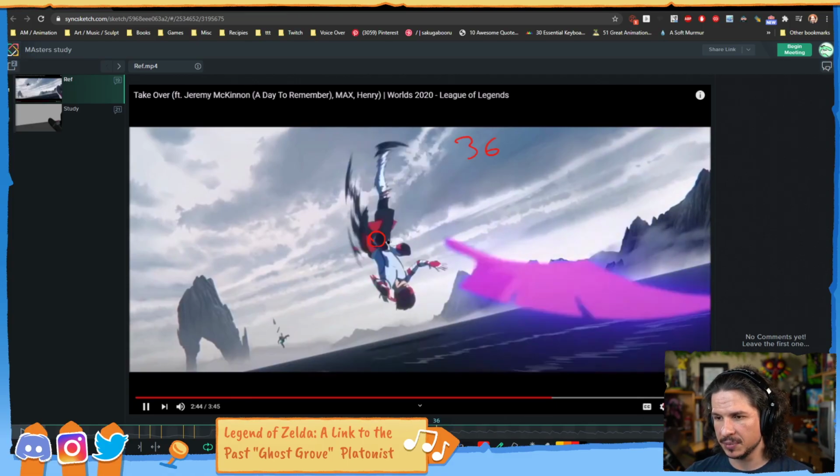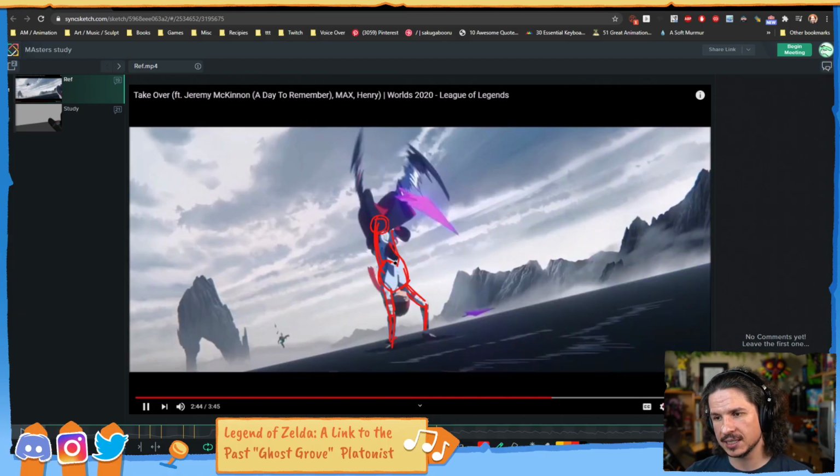And then as he flips, his chest doesn't really move, but look at how far the hands are moving. So the arms are leading here. They're coming up while the chest is dragging.